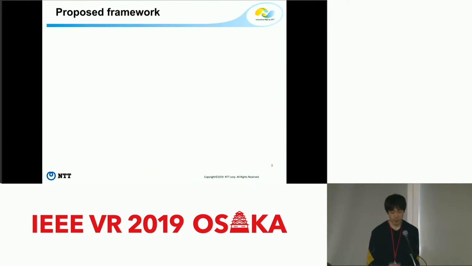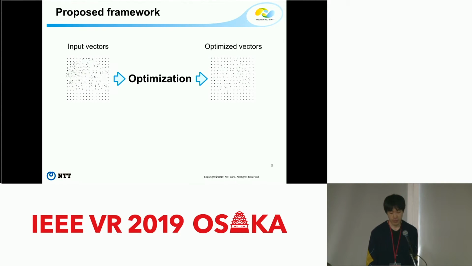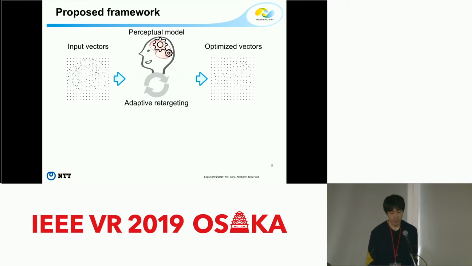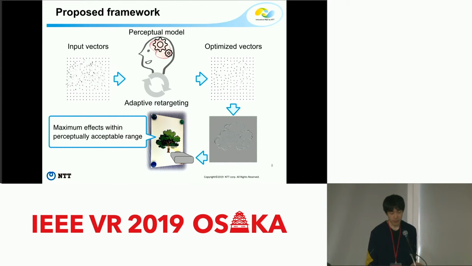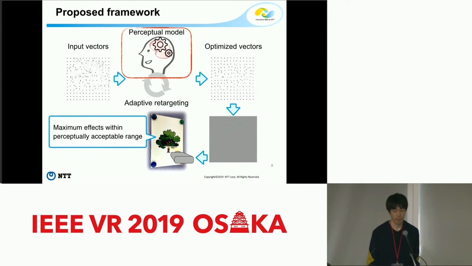So in this work, we overcome this issue by automatically optimizing input motion vectors using a perceptual model. Based on this perceptual model, we adaptively retarget the input vectors so that we can obtain the maximum motion size within a perceptually acceptable range. From here, let me focus on how we designed this perceptual model.